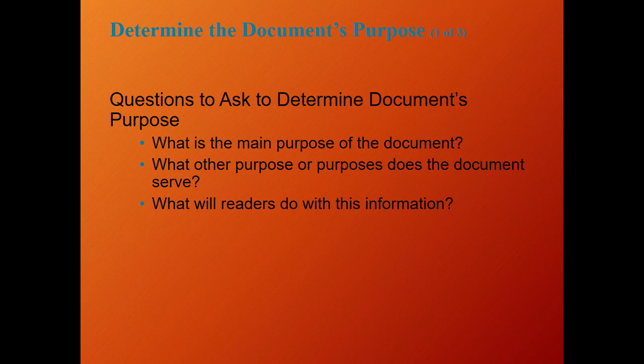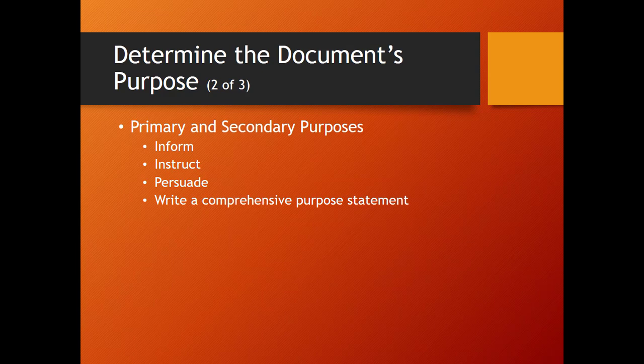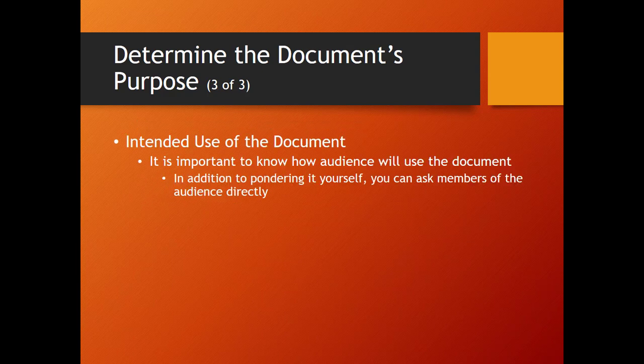If your main purpose is to create instructions to put together a tricycle, right? You have to think about what the readers know and what they'll do with this information. It should be simple, there should be pictures, it should be obvious. If you think about primary and secondary purposes, they might be to inform, to instruct, to persuade, or to write a comprehensive purpose statement. So it's important to know how the audience will use the document.